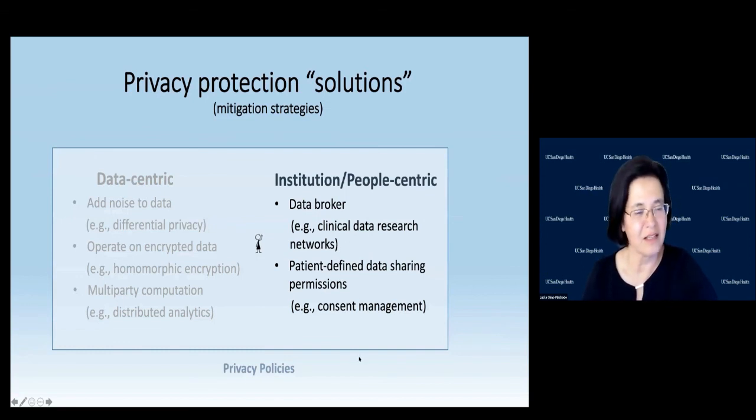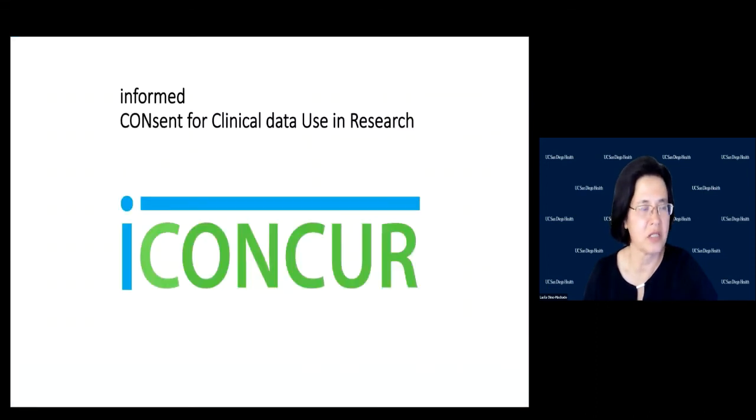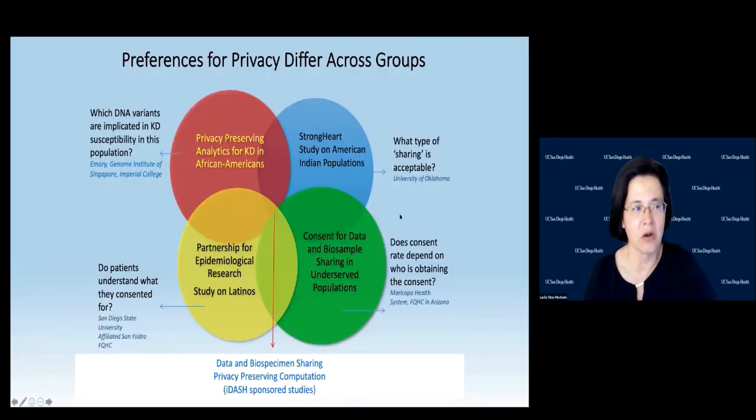But we had this idea and been working on it for several years on how patients could define those permissions. So informed consent for clinical data used in research is a project we started several years ago. And it came from the realization that different groups have different preferences for data sharing. We just heard from the Strong Heart group, who we also collaborate with, this cohort study, as well as some others, the study on Latinos and study of Kawasaki disease, a rare disease, and also underserved populations, uninsured populations.